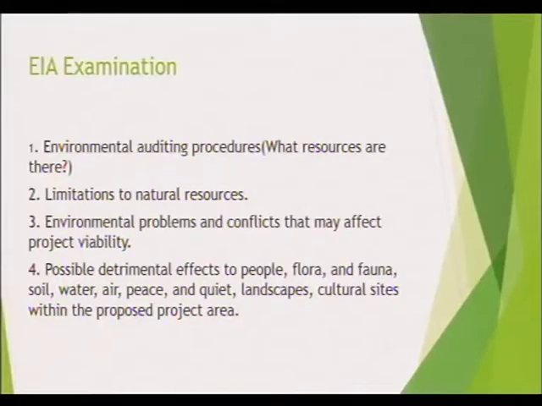These are the processes of EIA. You first audit it: what are the resources which are in there. You also look at the environmental problems that may be affected by the project. And then you look at the possible detrimental effects to people, to the flora, to the fauna, to the soil and water and the air, the peace and quietness of the area.